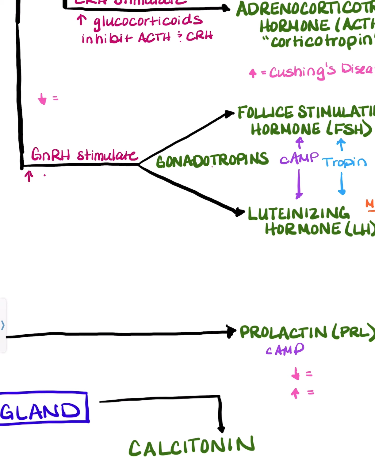If we have high levels, again, we're still functioning off of negative feedback, high levels of gonadal hormones, such as if we have high levels of FSH and LH, this would cause gonadotropins to be inhibited from being released.